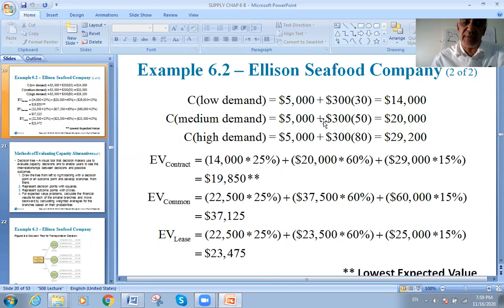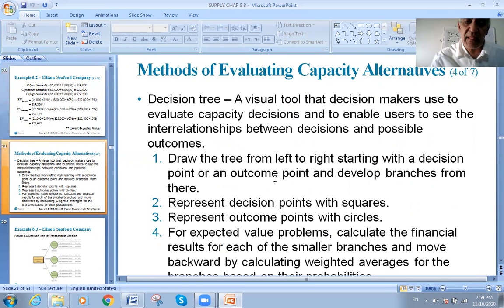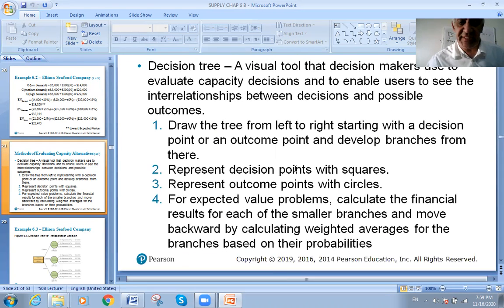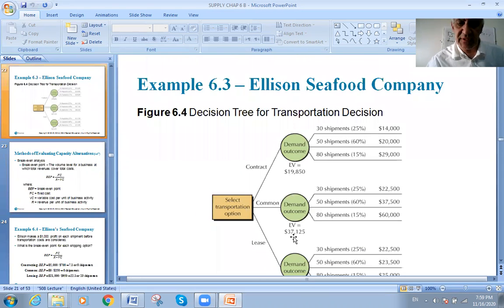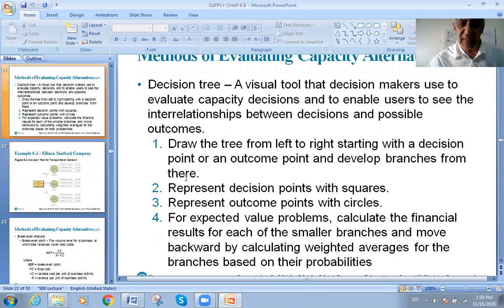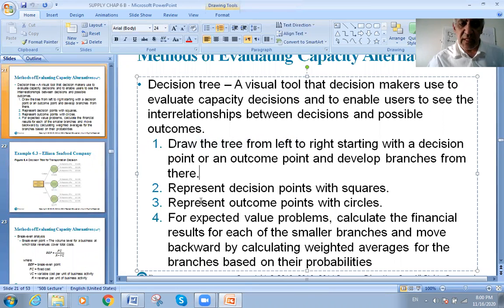But before I come to the calculations, let's go to how we will do the graph. Like I told you, draw the tree form. Here is the tree form behind me, and it is in the example. This is how it looks, like a tree. Draw the tree form. Represent decision points with squares, like I told you.